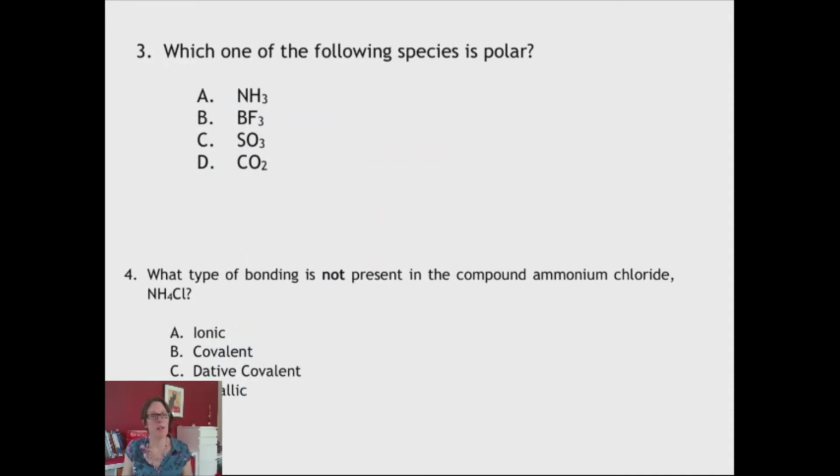Polarity. This is a shapes question for question 3 because all of these contain polar bonds, but we're looking for whether it has an overall dipole moment. I think I actually changed the wording of this question to be more specific. So carbon dioxide is linear, all the electrons used in bonding, no lone pairs. Sulfur trioxide also, all the electrons used in bonding, no lone pairs, which means everything spreads out to a trigonal planar. Same with boron trifluoride.